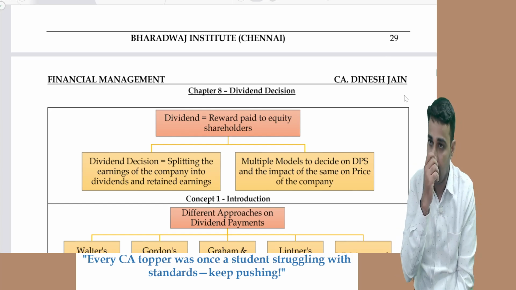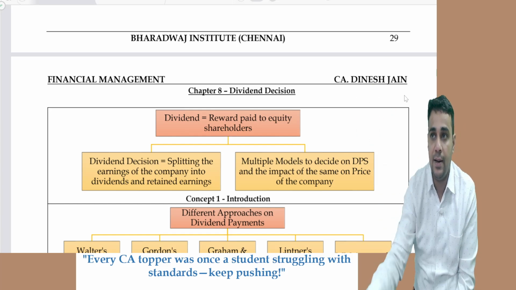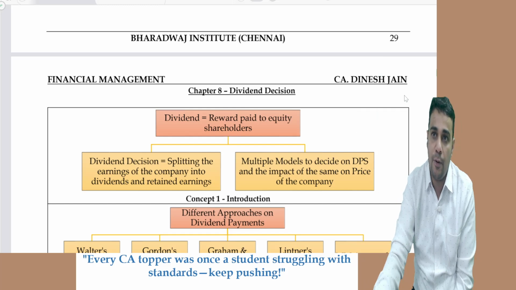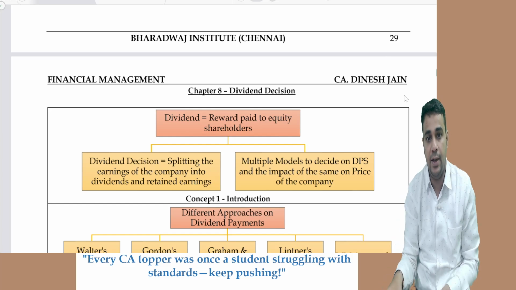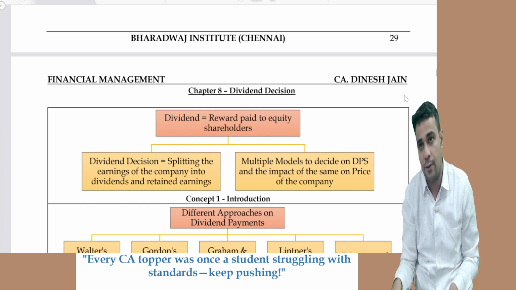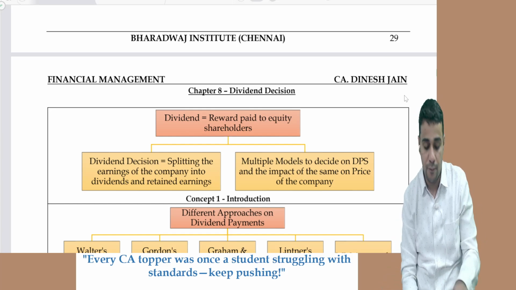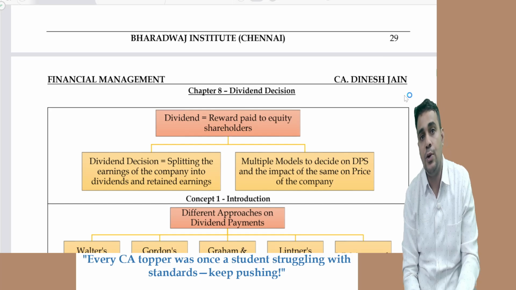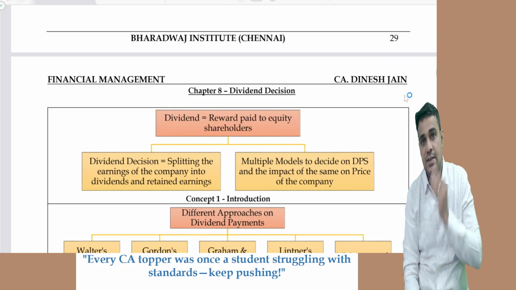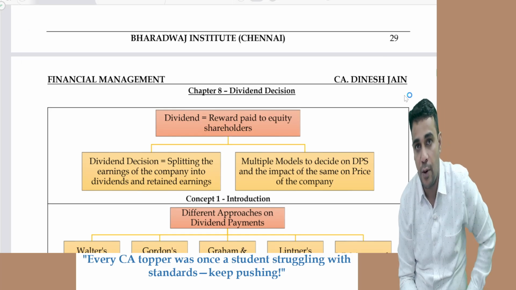After that is done, we have to ultimately decide what to do with the profits earned. That is called the dividend decision. Whatever profits an organization has made, something has to be done with that profit. Two things can be done with the profit. One, I keep it in the company and use it for future expansion. Second, I can give it to shareholders in the form of dividends.